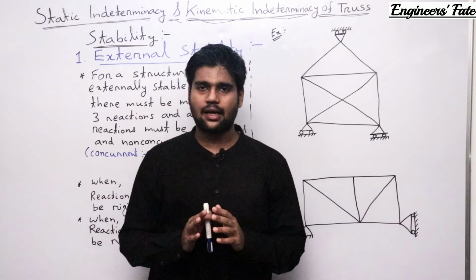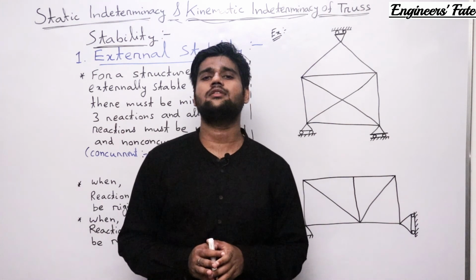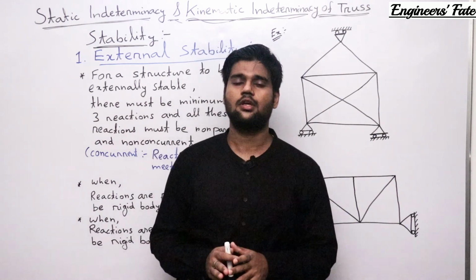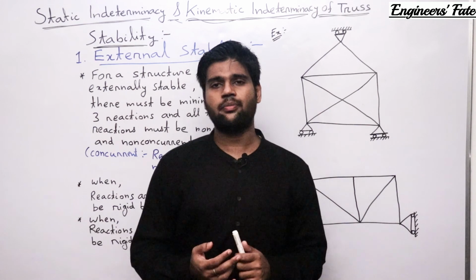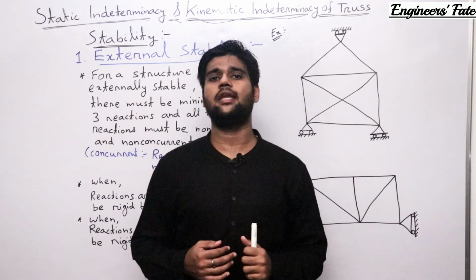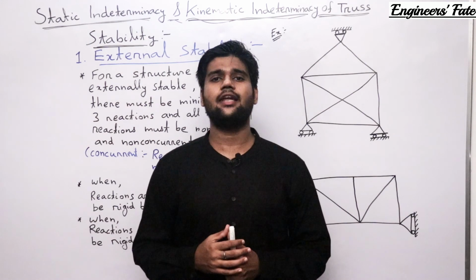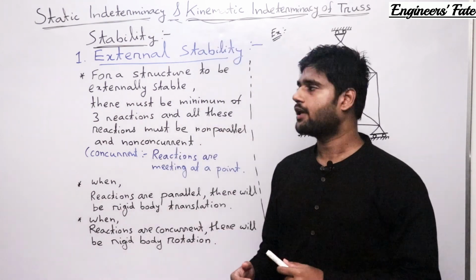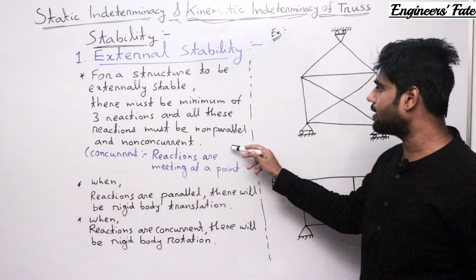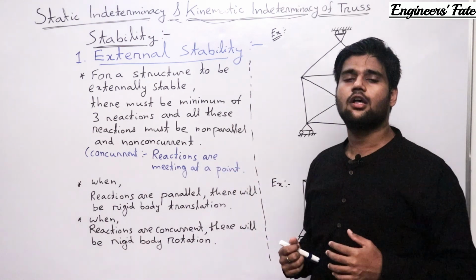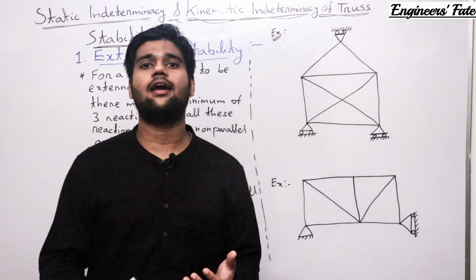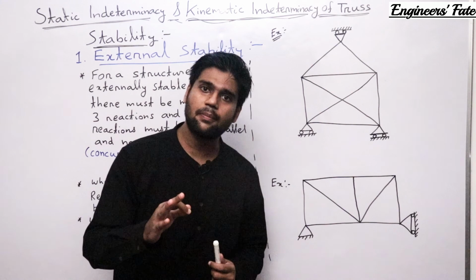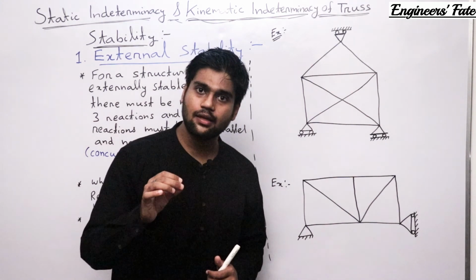So now we'll discuss stability of the truss. First we'll discuss external stability of the truss. For a structure to be externally stable, there must be a minimum of 3 reactions, and these 3 reactions must be non-parallel, and these 3 reactions must be non-concurrent. You can see that's what I have written there. Concurrent means reactions are meeting at a point.